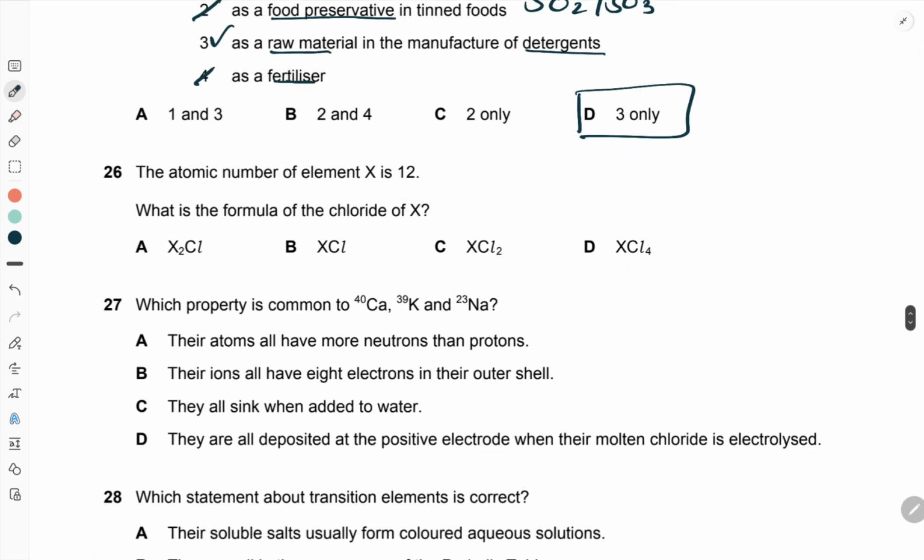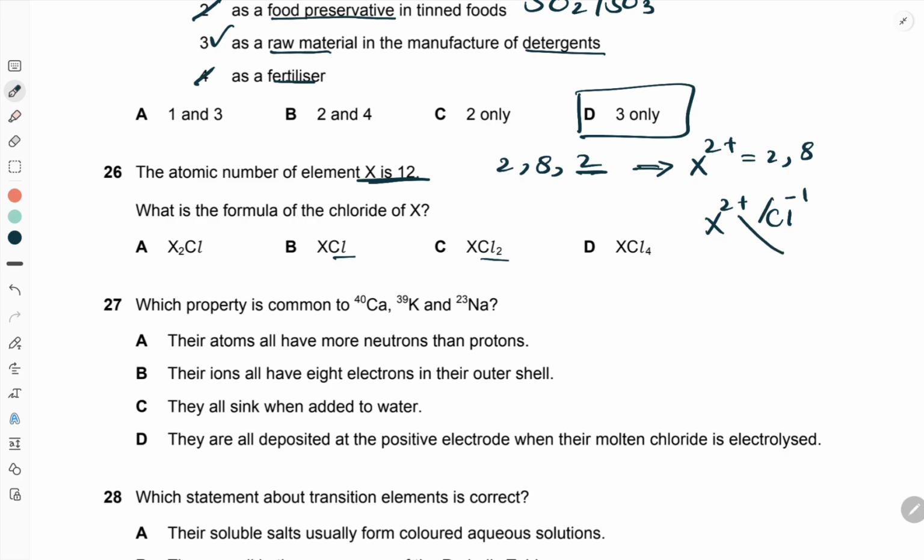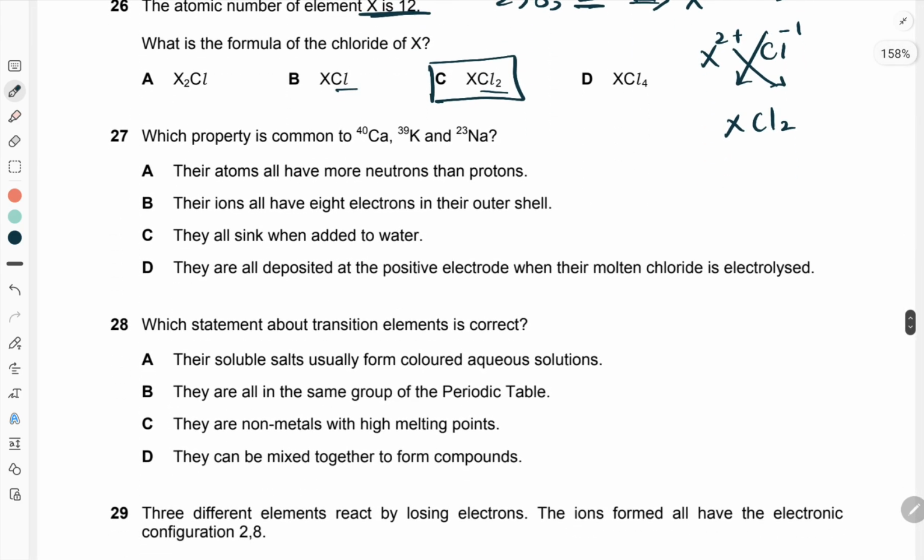Atomic number of element X is 12, which means X has 2 electrons in the outer shell. It will lose 2 to become X2 positive, and the configuration would be 2,8. Which is the correct formula? So all formulas are written with chlorine. So let's make it react with chlorine. Since chlorine is a group 7 element, it will gain 1 electron, it becomes chloride ion. So the correct formula will then be, by doing the cross multiplication, XCl2. This is from periodic table, by the way.